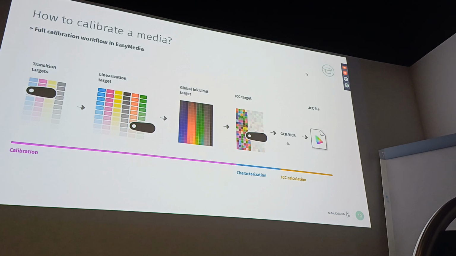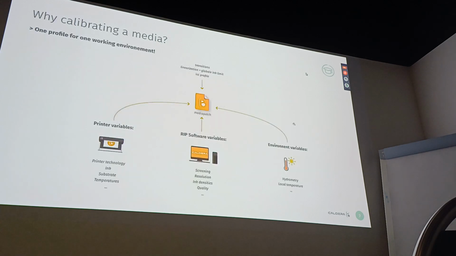After this we will go through the ICC calculation. We will set up the GCR, the gray color replacement. Of course, I'm going to detail everything during this training. And finally, we'll be able to create the ICC file that will be used in our media path, that we will be able to export later on for another printer or another workstation if needed.